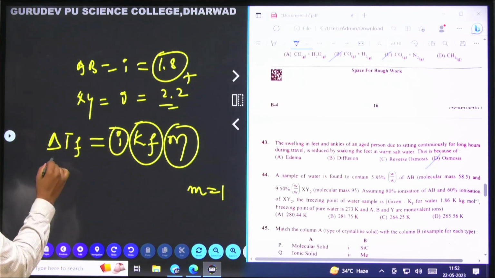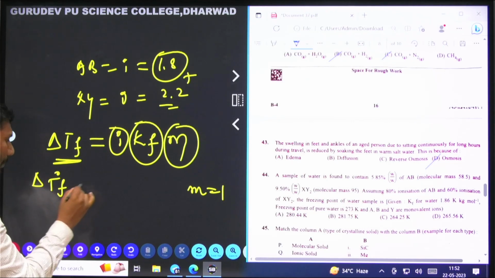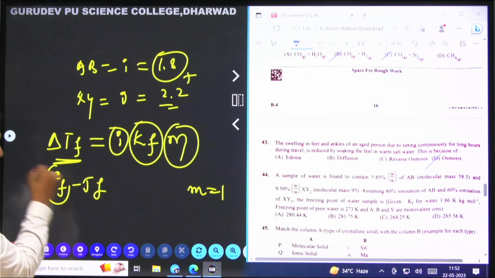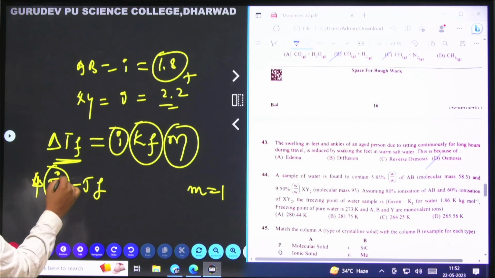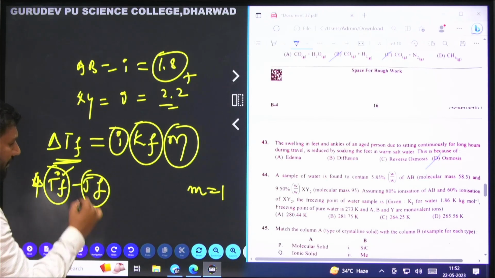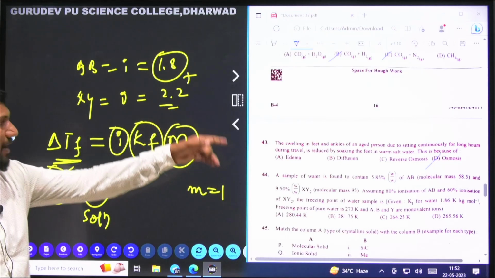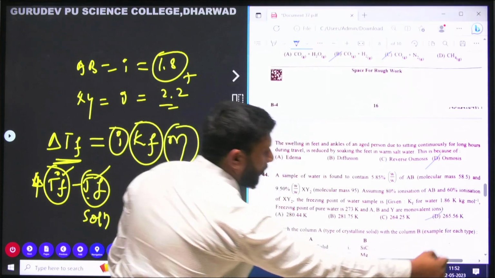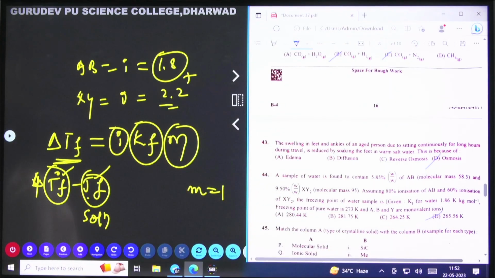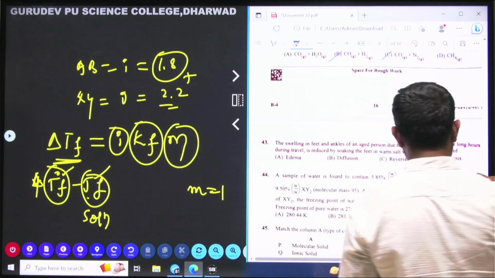So then we get delta Tf, which is T0f minus Tf. Here T0f means the freezing point of pure water, and Tf is the freezing point of the solution. The question asks us to find out Tf of the solution. So if you substitute these values, you will get the answer 265.5 Kelvin. Hope you understood. Okay, next I will move on to question number 45.